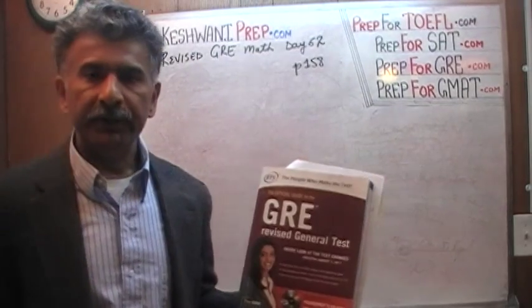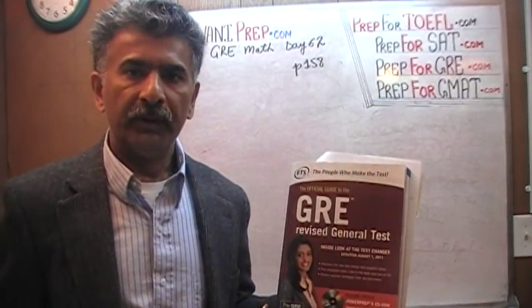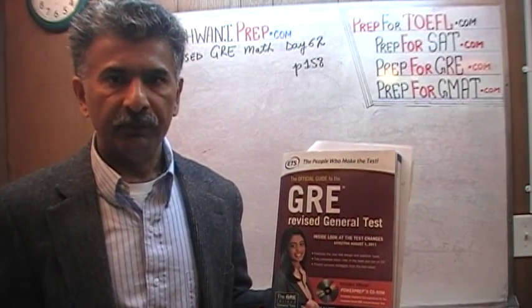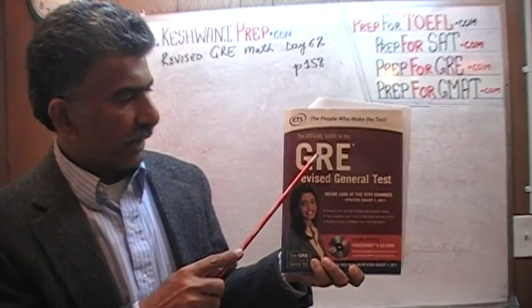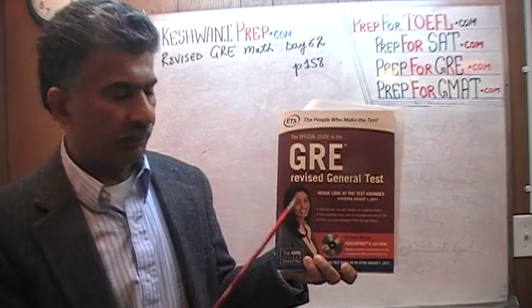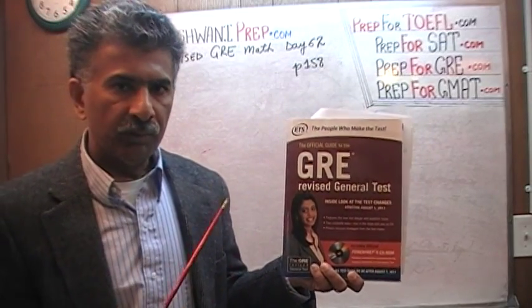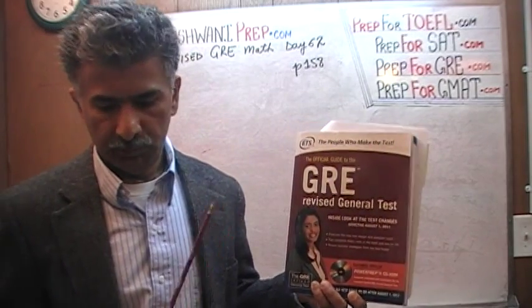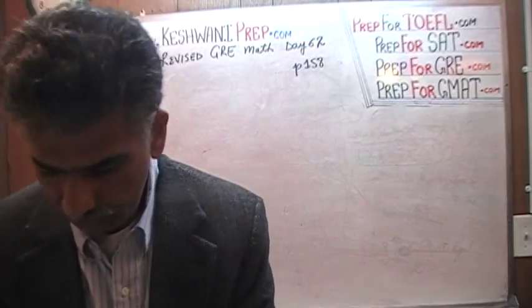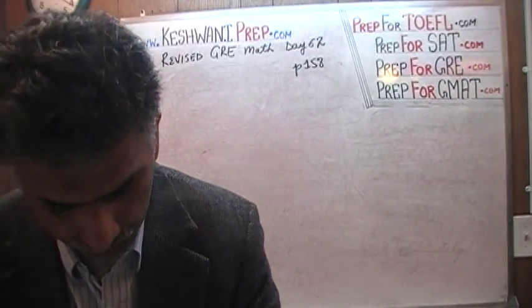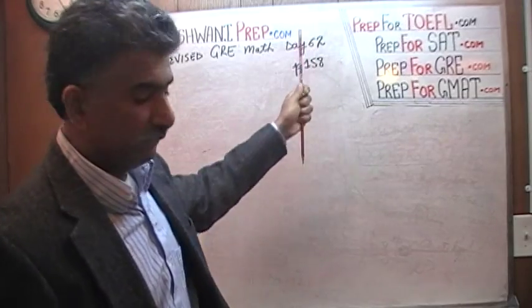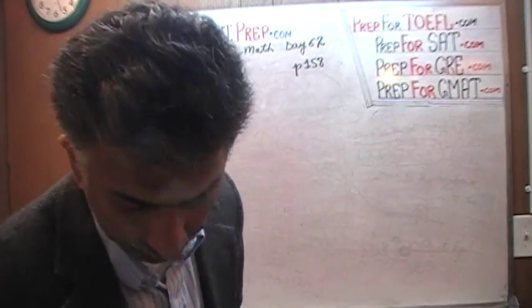We are here because we want to prepare for the math portion of the GRE. We have been solving math problems out of this book, the Official Guide to the GRE, revised edition. If you do not own this book already, purchase one immediately. You're going to need it in order to follow my work. The problem we are about to solve is on page number 158, and today is our lesson number 62. Let's take a look at it.